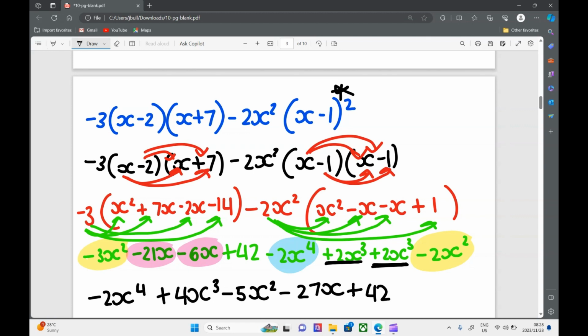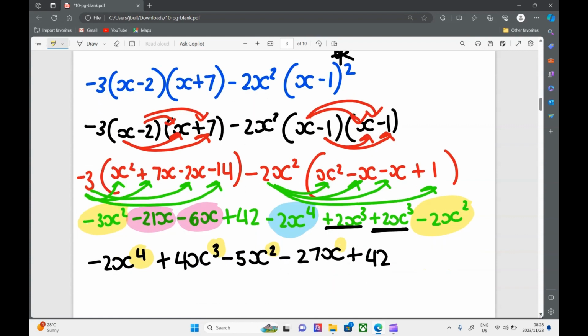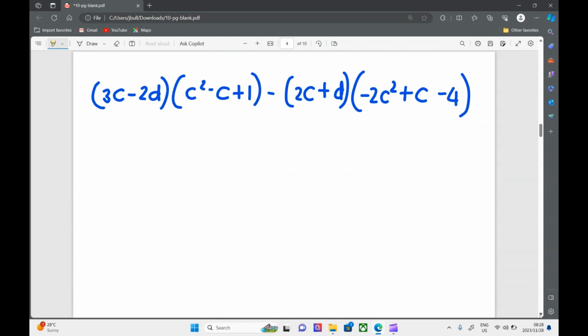Okay, and that is all of our expanding and all of our simplifying done. And just for good practice, remember we've done it in descending order. So we've got the biggest exponent, so we've got 4, then 3, then 2, then 1, and then nothing. That's just good practice. Okay, one more of these just to get a proper feel for all of these. So last one is this one.